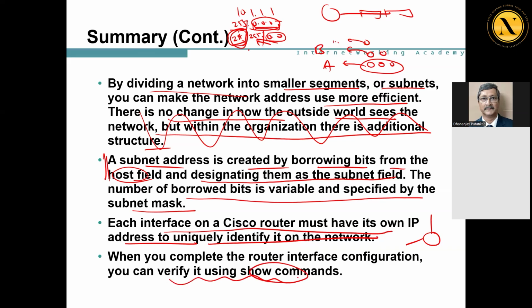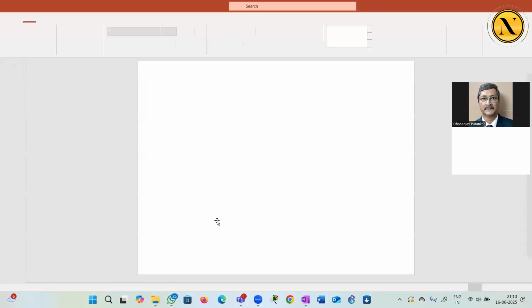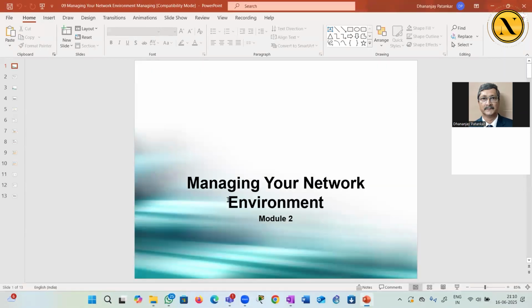When you complete the router interface configuration, you can verify it using show commands. Show run, show start, show ip interface brief, show interfaces, and so on. Gigabit 0/0/0, whatever. Okay, so we get into this one. What is this? Okay, this also we have done.